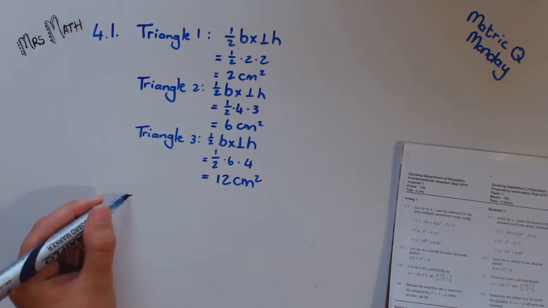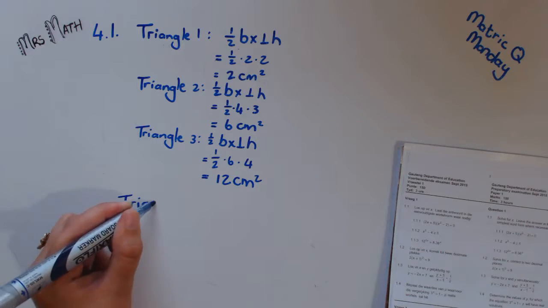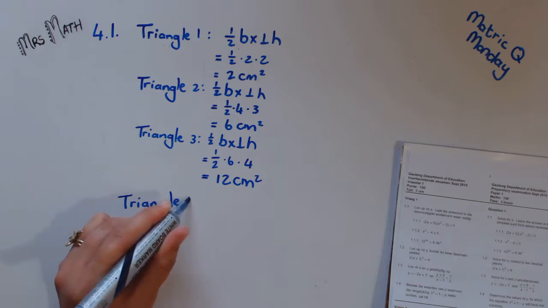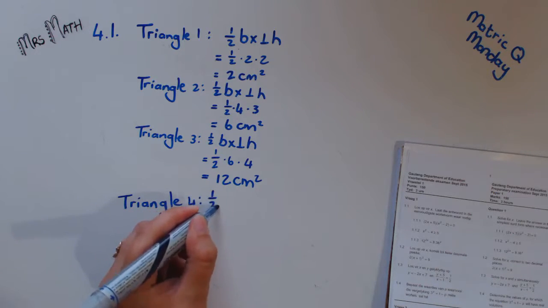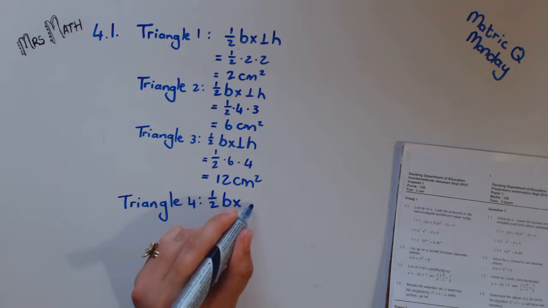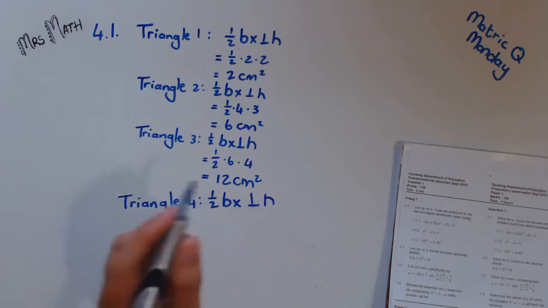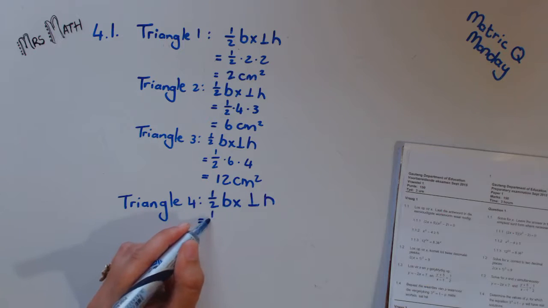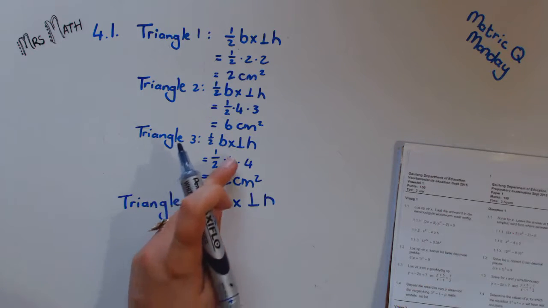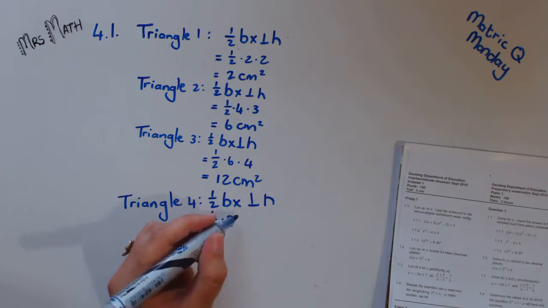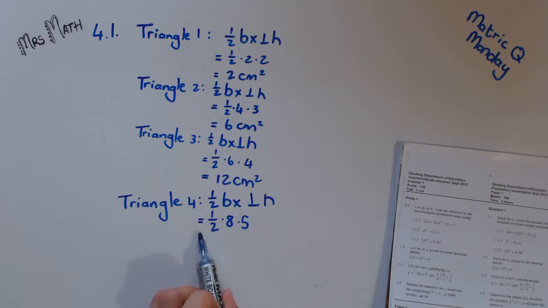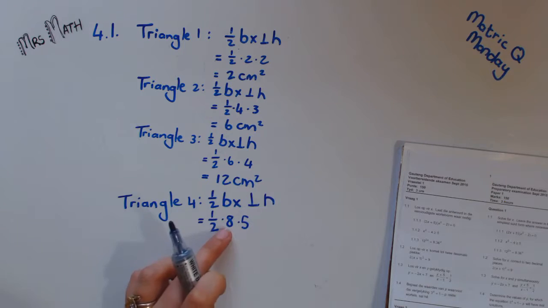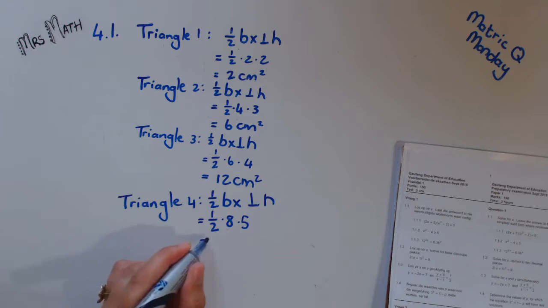Okay, and then my triangle 4 is going to be half base times perpendicular height. Now my base is going to be plus 2, there is 8, and the perpendicular height plus 1 is going to be 5, so this is now 4 times 5, which is 20.